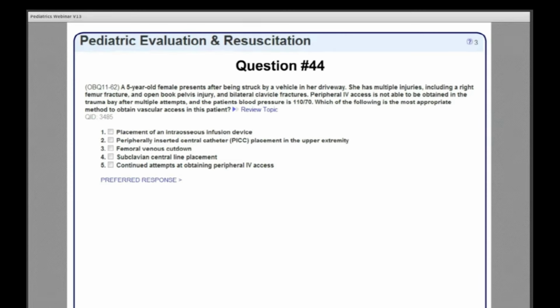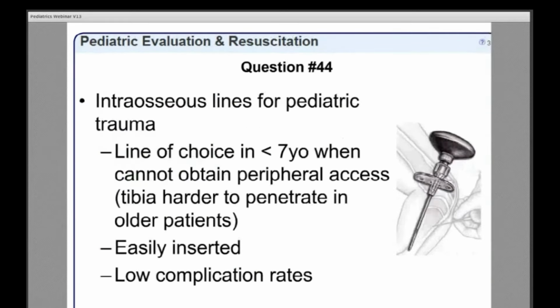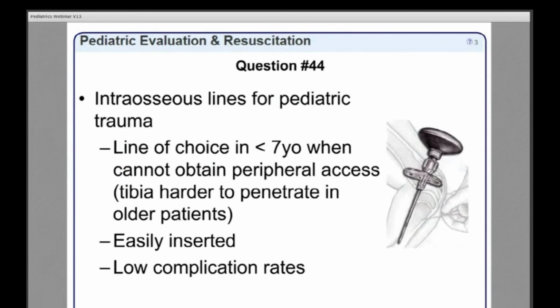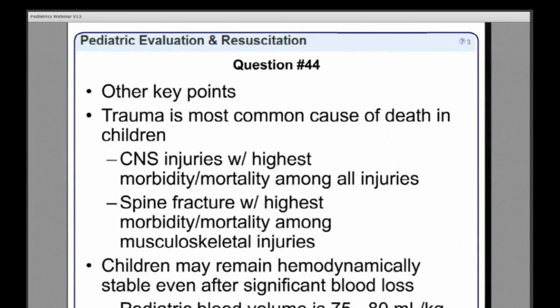So you need to recognize that the patient is hypotensive and does not have peripheral access. In addition, the patient has clavicle fractures, which are certainly problematic for subclavian lines. So intraosseous lines for pediatric trauma are actually the line of choice in patients less than age 7 when peripheral access can't be obtained. In older patients, the harder bone makes this more difficult to obtain. They're easily inserted and they have low complication rates.